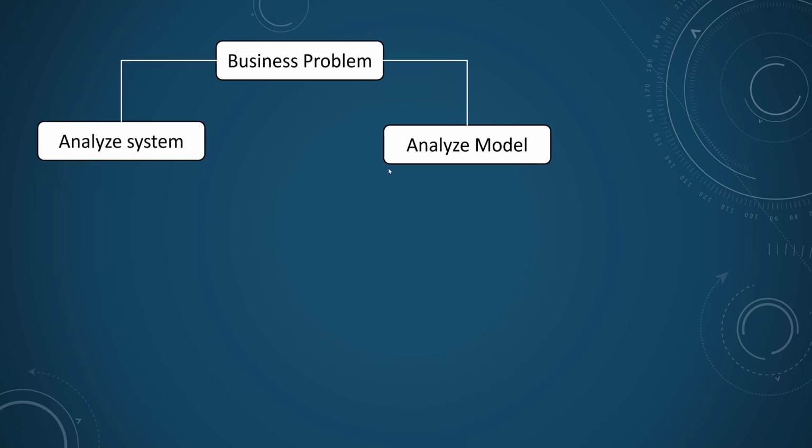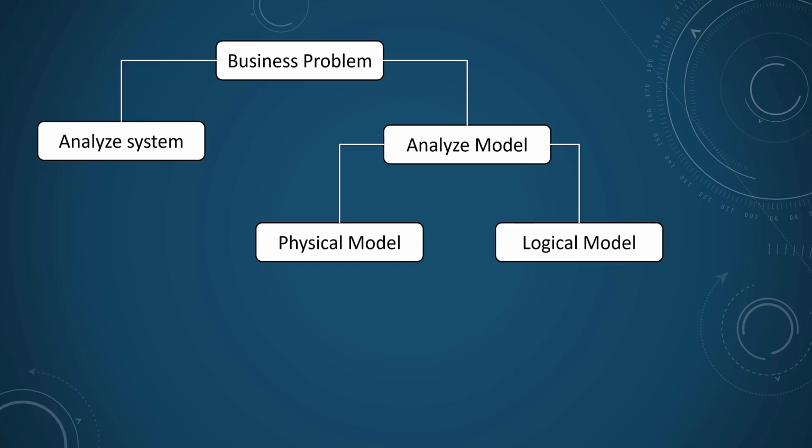Now, when you're talking about analyzing the model, we can build a model, and that model could be a physical model or it could be a logical model. A physical model is one where you actually build a prototype. For example, in aircraft manufacturing, you'll have a wind tunnel built, and then you build a prototype and subject it to the wind tunnel, collect data, and then figure out what would be the best design.